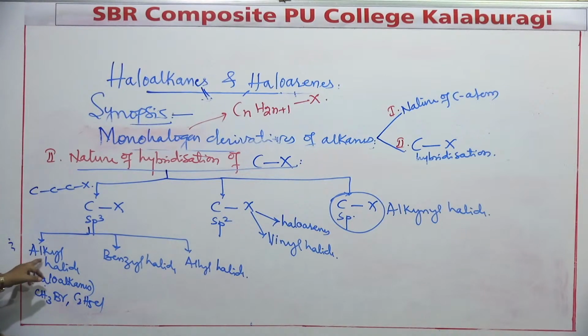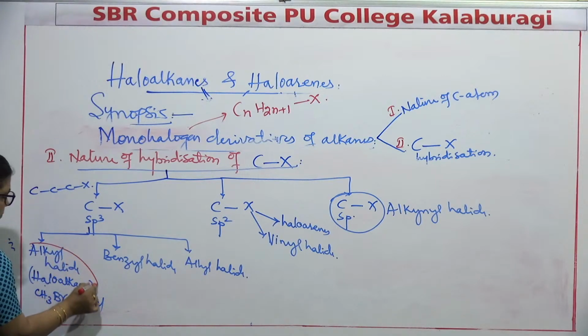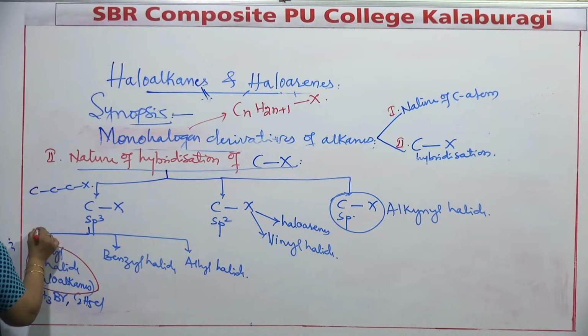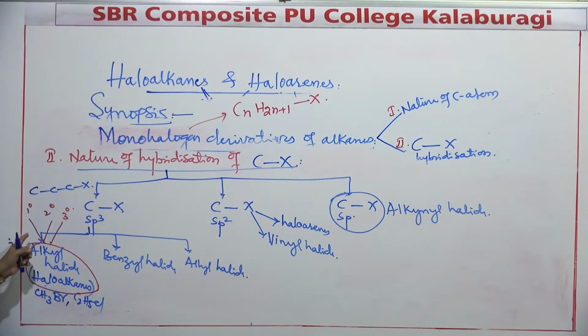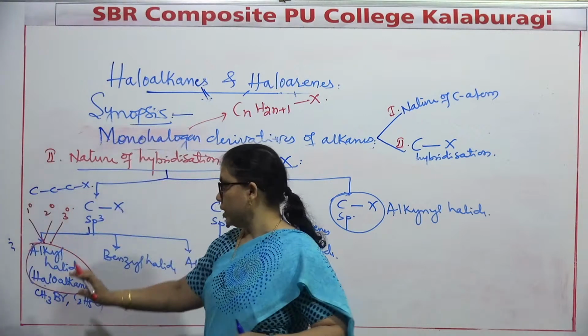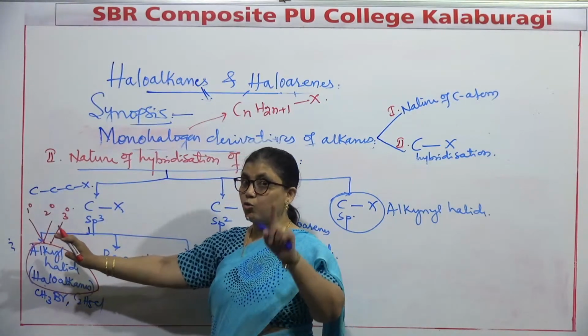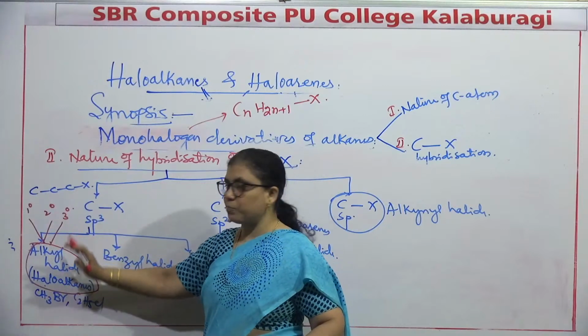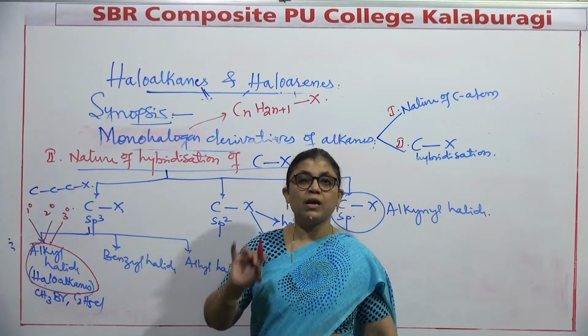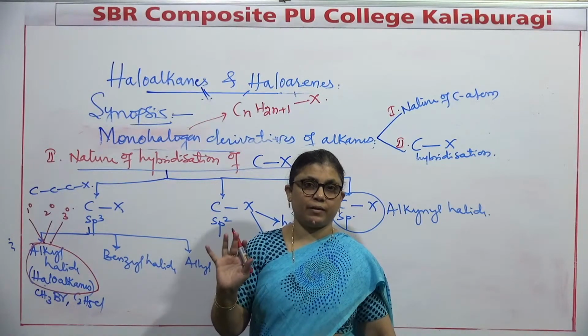So when we say alkyl halide, this alkyl halide may be primary, may be secondary, may be tertiary. That you need to remember. Only the thing is that the carbon must be sp3 hybridized.